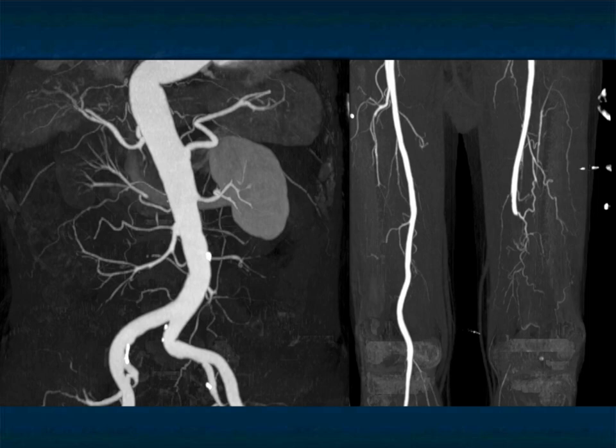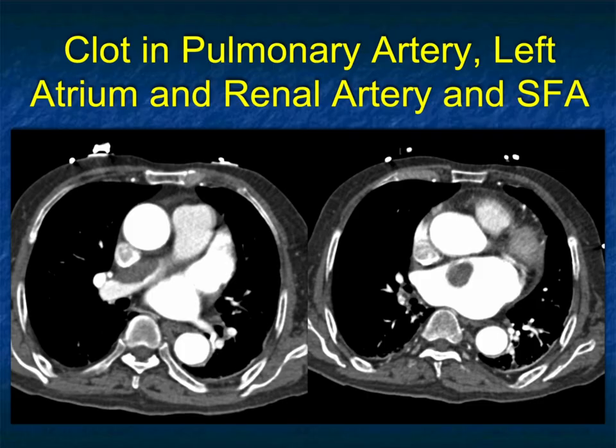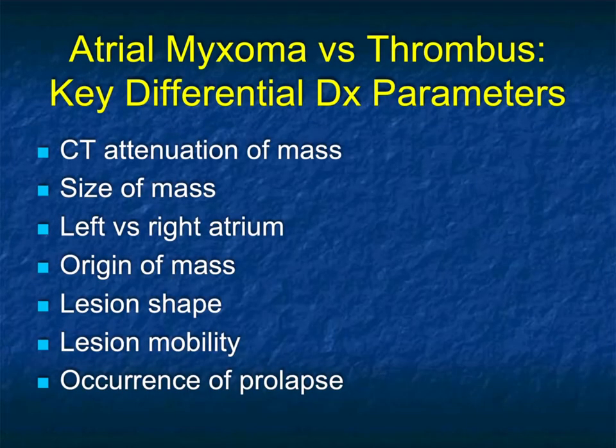And again, when you have thrombi present, they're more likely to be seen distally. It is true that an atrial myxoma can give distal thrombi, but it's significantly less common. A beautiful example then of clot in the pulmonary artery, the left atrium, and emboli sent downstream in the SFA and renal artery.